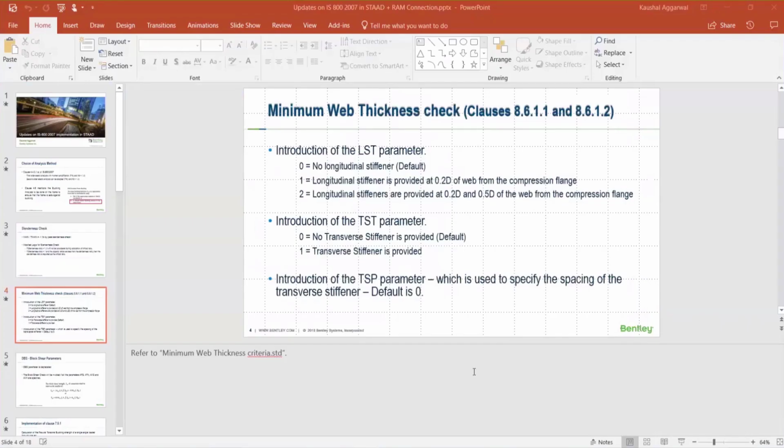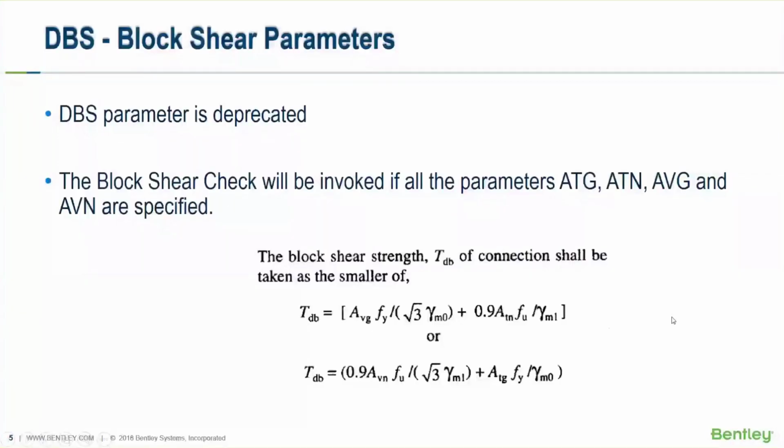Let me talk about the DBS parameter. There was a parameter which existed in the first few releases of Select Series 6 that we call the DBS parameter. If you provide the DBS parameter as 0, it will not perform the design block shear check, and if you provide it as 1, it will perform the design block shear check. This has been deprecated from the last release of Select Series 6.